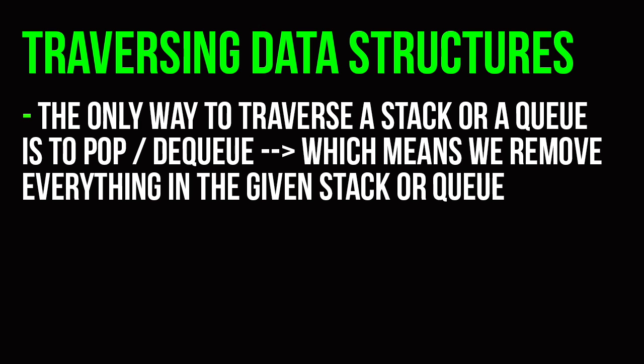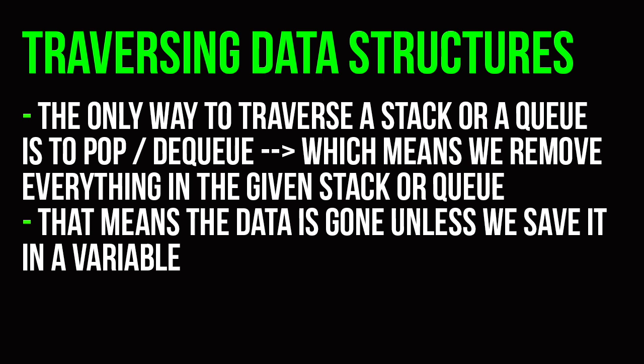And it's important to notice that the only way to traverse a stack or a queue is to pop or dequeue things. And so if we traverse through an entire stack or queue without saving what we removed, what we popped off, what we dequeued, then the stack or queue will be empty at the end. And so we won't have access to that stuff anymore. Like when I dequeued, at the end our queue was empty and we no longer had access to those items. So when you do this, you need to either save what you're popping or dequeuing, or you need to be okay with losing that data.